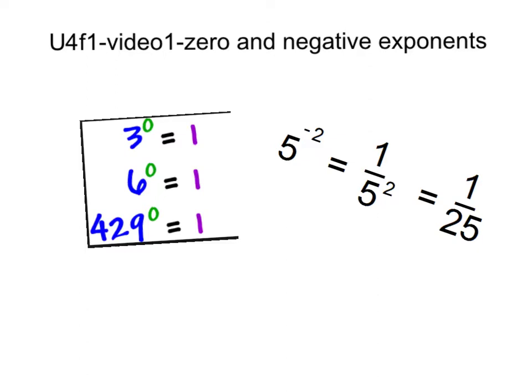Okay. Remember, an exponent tells you how many times something is going to be used as a factor. So if we have 7 to the third power, that means this 7 is going to be used 3 times as a factor. And a factor, remember, is just multiplication. So 7 times 7 times 7.